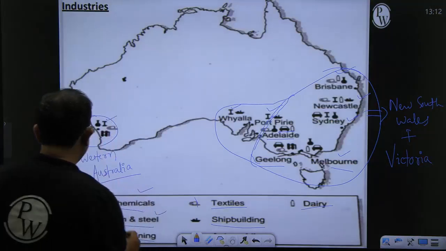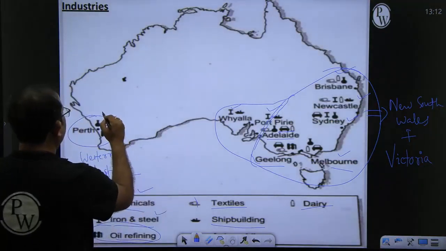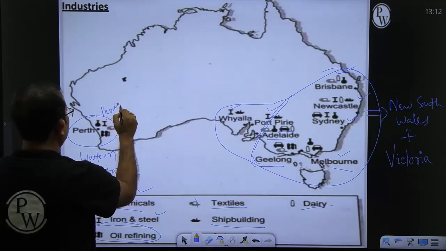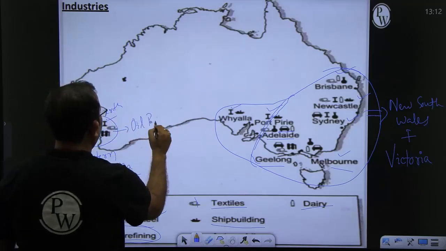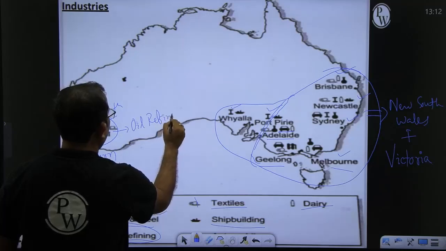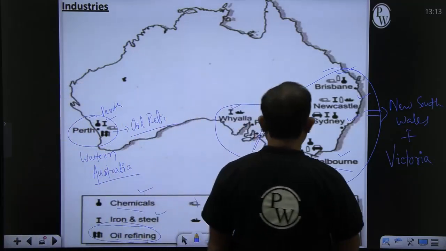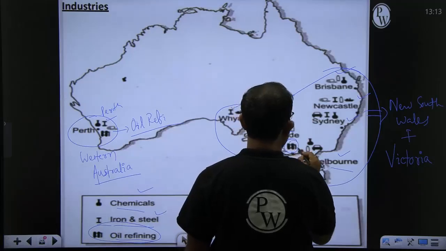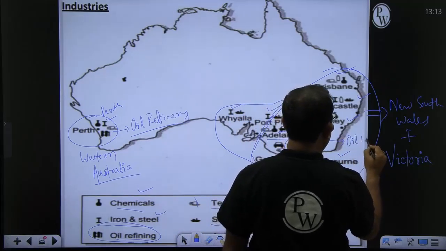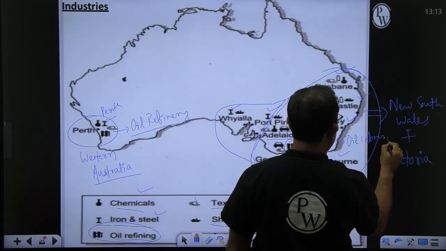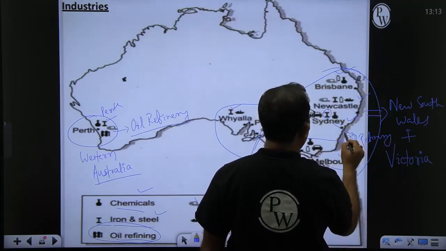See, oil refinery, you can see again here in the Perth area, the western area. This is the Perth area, this is your oil refinery, Australian oil refinery. In this area, in the Perth area, this is also the oil refinery. This is the area, this is your refinery. This is also Sydney, you're going for oil refinery.